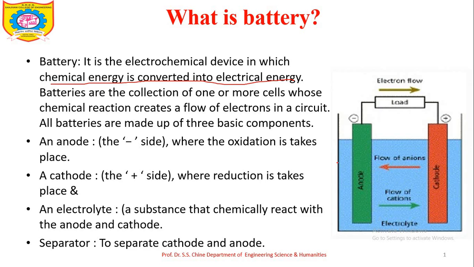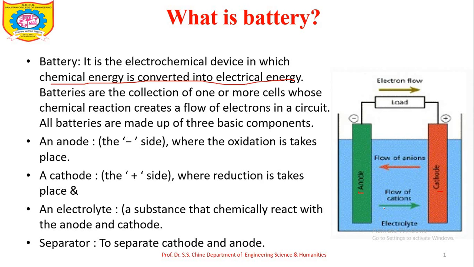Okay, so all of you know the construction of the battery. There are some basic components in the battery. First one is the anode. In this diagram also you can see here is the anode, then another is the cathode. So these two are acting as electrodes. The anode is connected to the negative terminal and the cathode is the positive terminal.